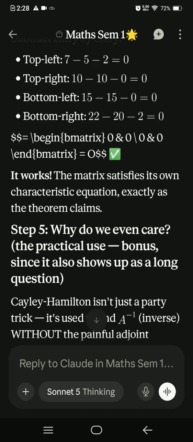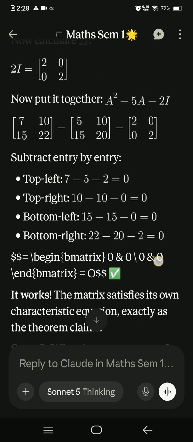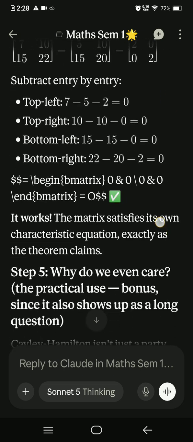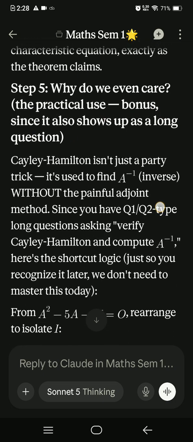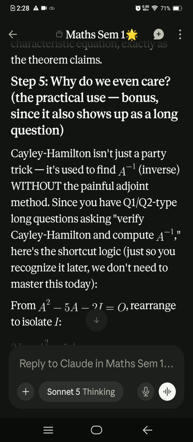So step 5, why do we even care? Do we not have to prove the theorem or anything? We state the Cayley-Hamilton theorem's definition and then we verify it using real examples. The practical use is a bonus, since it also shows up as a long question. Cayley-Hamilton isn't just a party trick, it's used to find A inverse without the painful adjoint method. Since you have question 1, question 2 type long questions asking to verify Cayley-Hamilton and compute A inverse, here's the shortcut logic just so you recognize it later. We don't need to master this today.